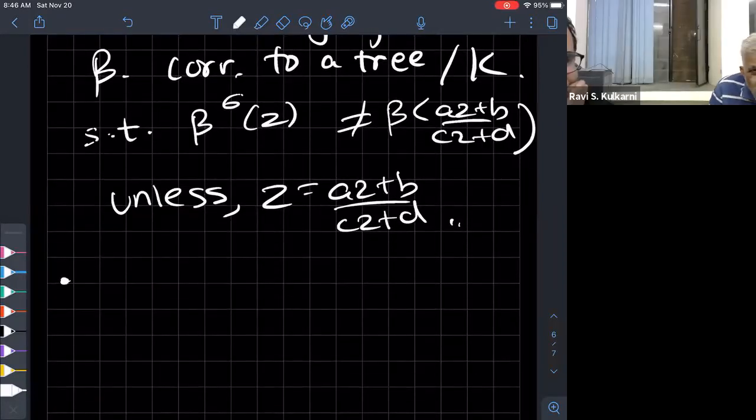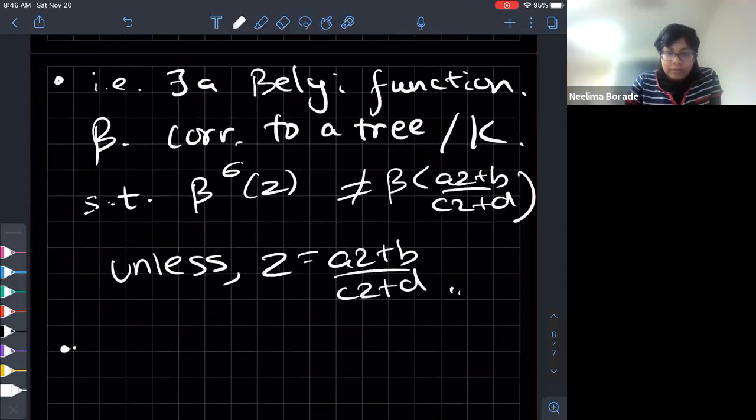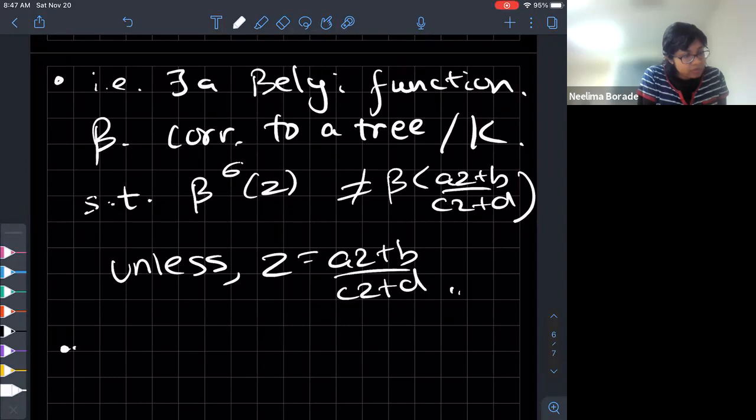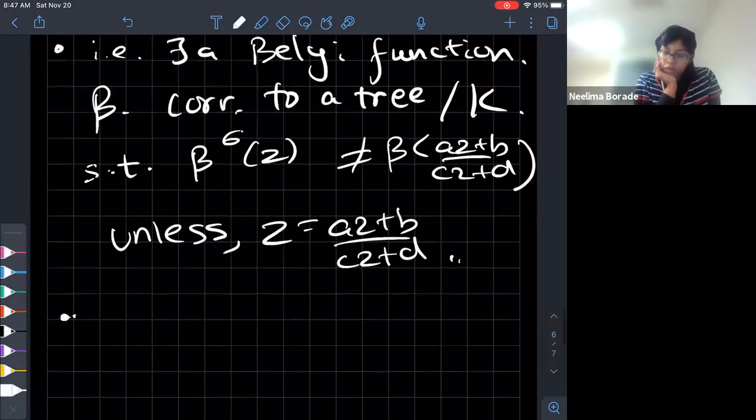How it comes from Belyi's theorem, last statement? I think we use the correspondence between dessins and Belyi functions. For a dessin, there would be a Belyi function. And this last relation, beta to the sigma is not equal to beta, means that sigma acts non-trivially on the tree. Because if it acted trivially on the tree, then this equality would have to hold, again by the correspondence.